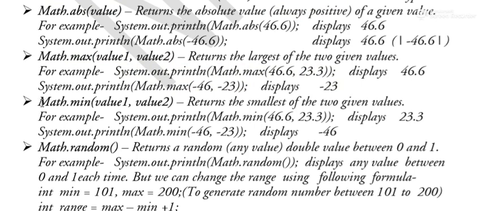Like the max method, there is also a min method that finds the minimum between two values. For example, if you write system.out.println math.min 46.6, 23.3, it gives the result 23.3, and math.min minus 46 comma minus 23, then minus 46 is the smaller number, so it returns minus 46.